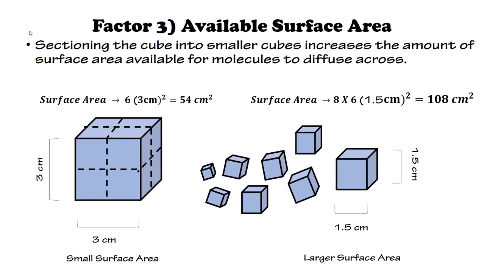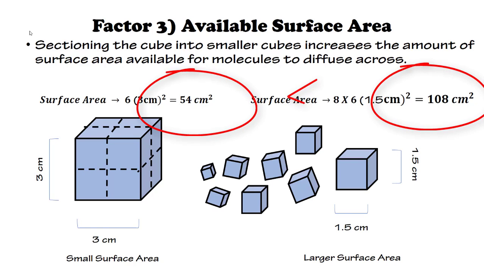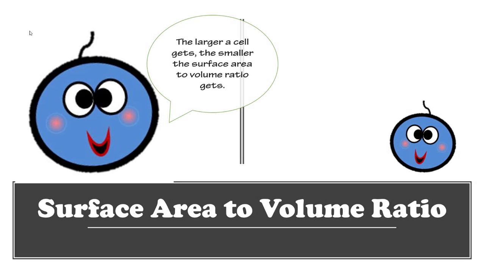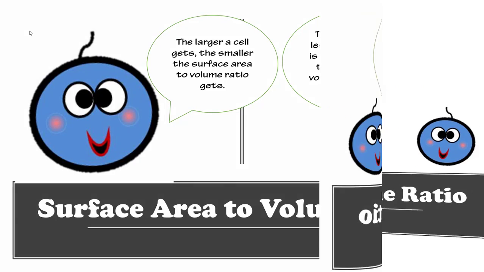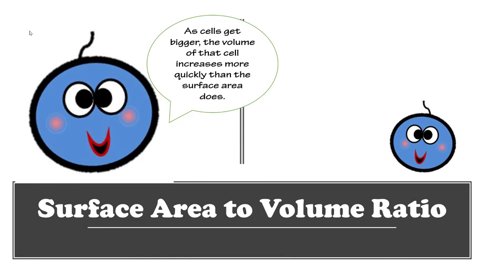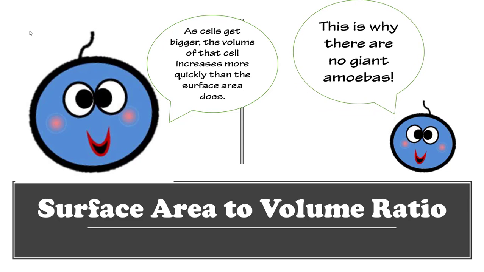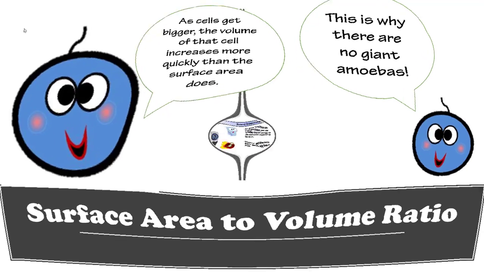So when we section this cube into smaller cubes, we increase the surface area available for molecules to diffuse across greatly. Surface area to volume ratio. The larger a cell gets, the smaller the surface area to volume ratio gets. That means that less cell membrane is available to meet the needs of the volume of that whole cell. As cells get bigger, the volume of that cell increases more quickly than the surface area does. This is why there are no giant amoebas.